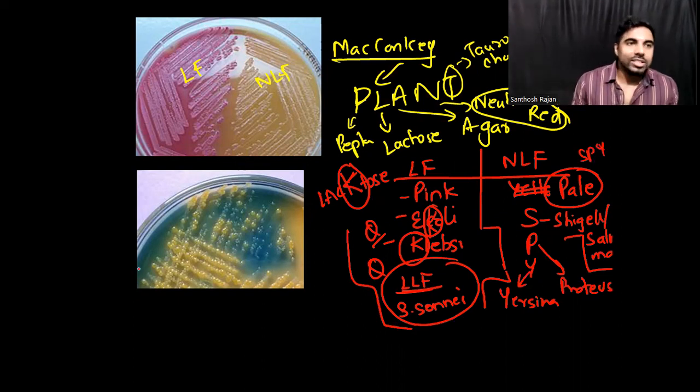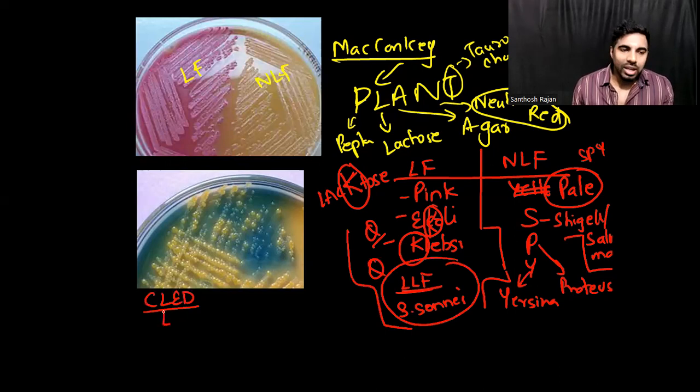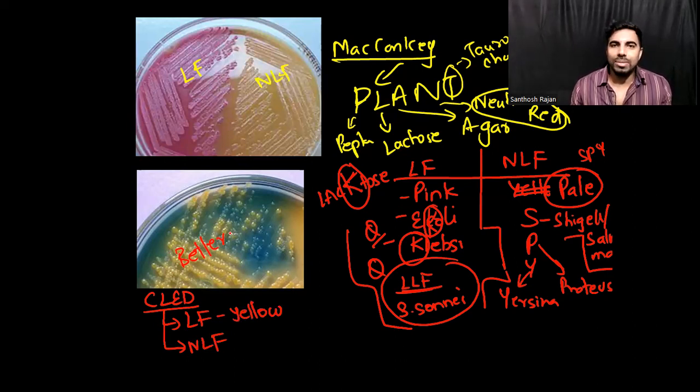Okay, done. This medium is called CLED media. It is a replacement for MacConkey media and is better than MacConkey. In it you can differentiate LF and NLF. If it is LF, yellow will come, where in MacConkey it was pink. CLED stands for cysteine lactose electrolyte deficient media. In it, lactose fermenters give yellow, and NLF has no color, it will be just pale. Got it.